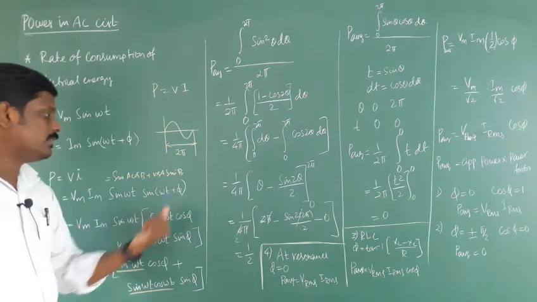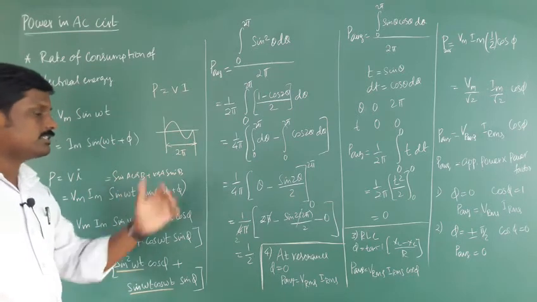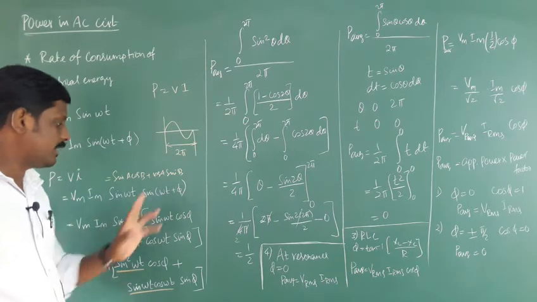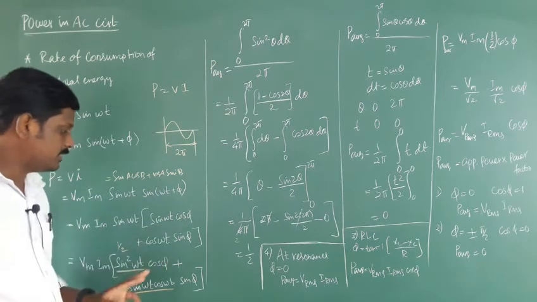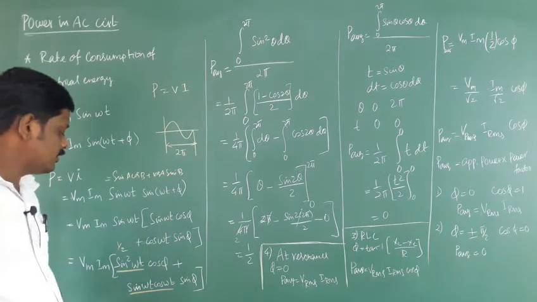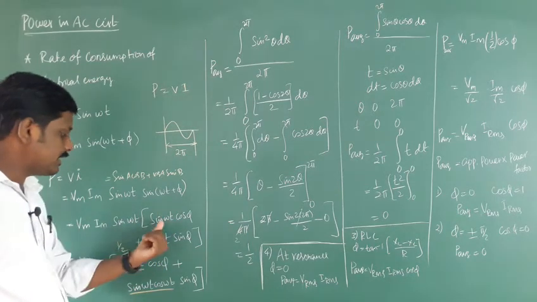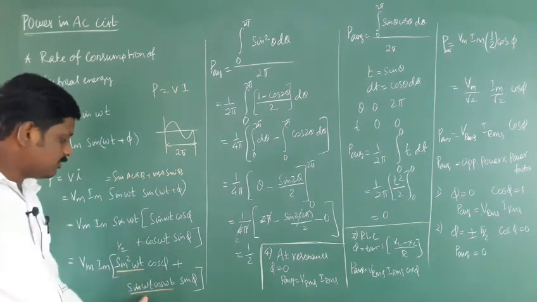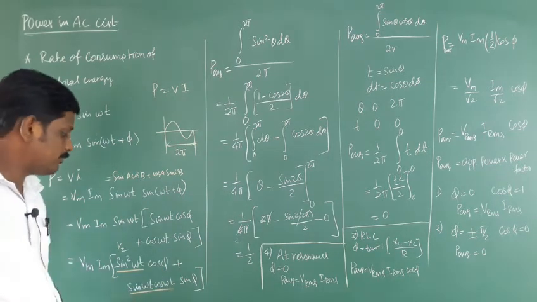Sin(A plus B) equals sin A cos B plus cos A sin B. Then substitute A as omega t and B as pi: sin omega t cos pi and cos omega t sin pi. Then multiply by sin omega t. So you will get sin omega t into sin omega t, that is sin squared omega t cos pi, plus sin omega t cos omega t sin pi.